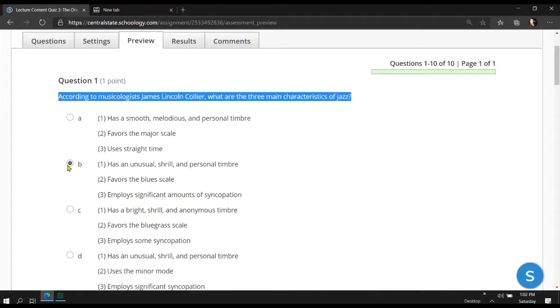The answer, of course, is B. Jazz has an unusual shrill and personal timbre. It favors the blues scale, and it employs significant amounts of syncopation.